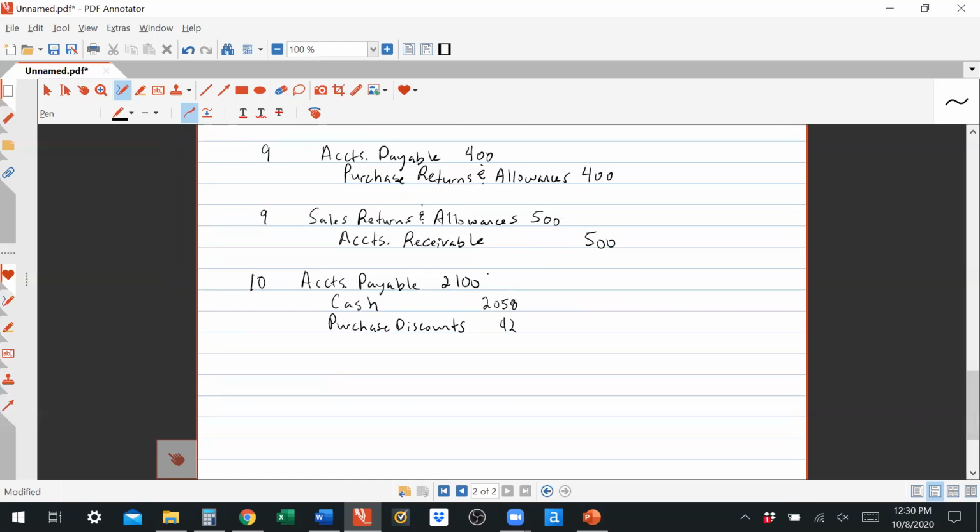So I should put a star by this. Star is the account payable that we owe multiplied by the 98% that we're paying. If we did not pay within the discount period, like if we paid on August 13th, then we would just debit accounts payable for $2,100, and we have to pay $2,100, right? We would credit cash for $2,100, and there would be no credit to purchase discounts because we didn't get a discount.